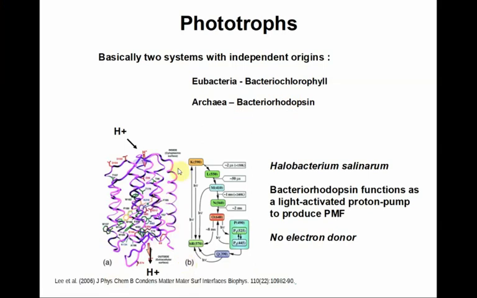Light hits the chromophore here, and that allows transport of protons across the membrane. So you get a proton motive force out of this process, and those bacteria can use it to produce ATP. No electron donor. So Halobacterium, photosynthetic archaebacteria.